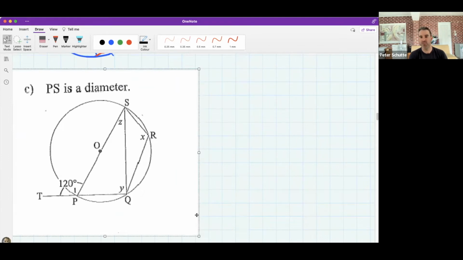Figelo, yeah, it's related to that one. Equal chords subtend equal angles. It's related to that, yes. It's a corollary of that. Oh, wait, it's a corollary of the angle at center is twice angle at circumference, but yes, you're in the right ballpark.